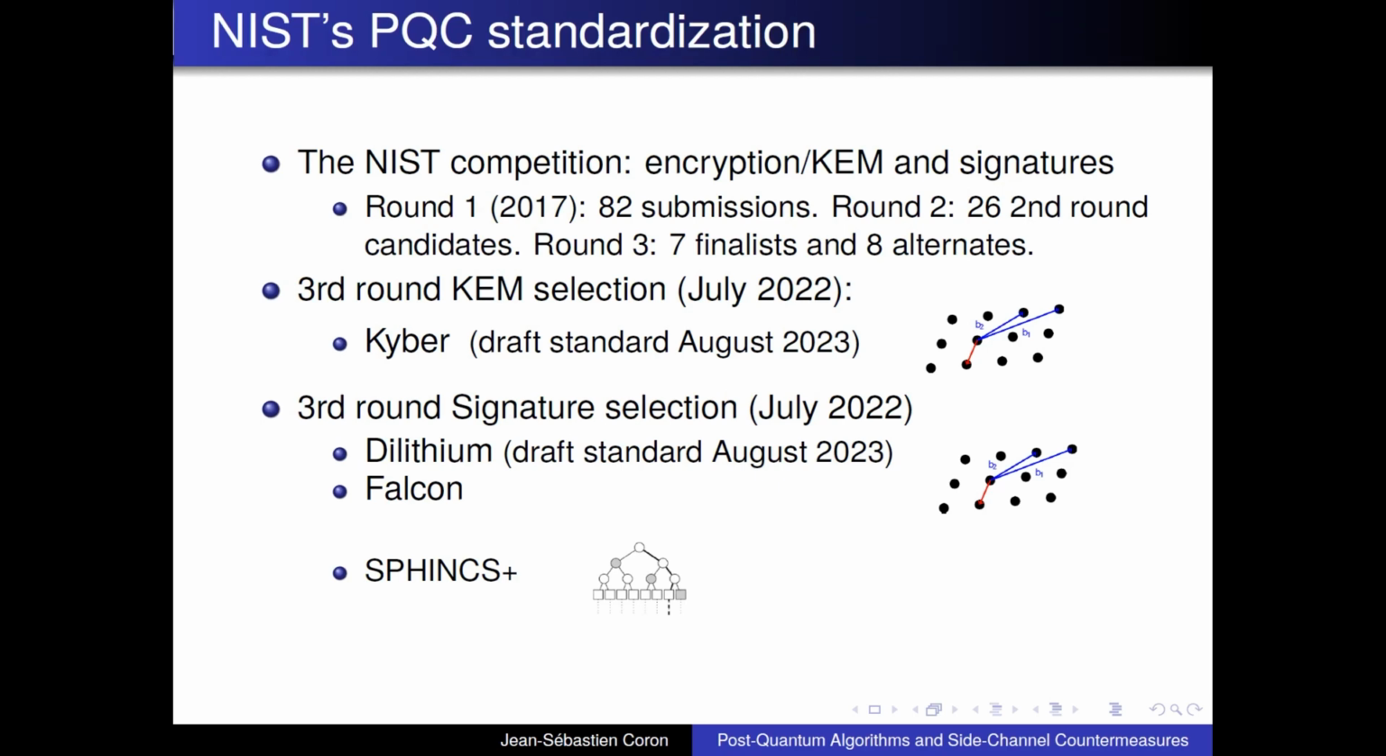And eventually, for the third round selection in July 2022, Kyber was selected as the new standard, and the standard has been drafted recently. So that's for public key encryption: Kyber, which is lattice-based. And for signatures, Dilithium and Falcon have been selected, and they are both lattice-based. And also SPHINCS+ has been selected, which is hash-based. But in this talk, I will focus mainly on the Kyber and Dilithium schemes.